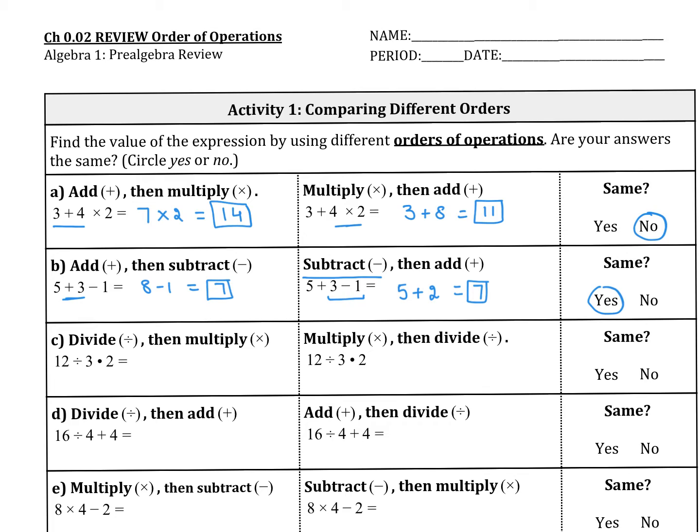Why is it the same? Because addition and subtraction are at the same level, so you work from left to right. Whereas with addition and multiplication, you need to do the multiplication first if you're following the order of operations. That's why the answer on the top one was different, because according to the order of operations, you should multiply first and then add. According to PEMDAS, you can do either one from left to right. Addition and subtraction are in the same order.